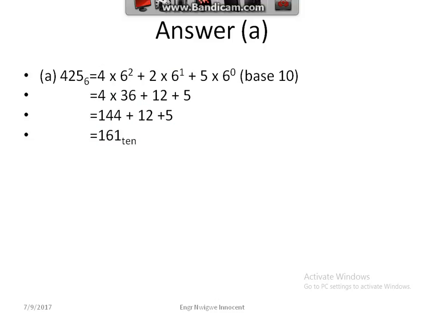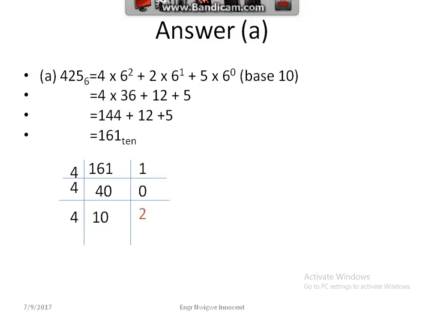Then from base 10 we can convert it to base 4 by dividing by 4. If you divide 161 by 4, it will give us 40 and remain 1. We divide 40 by 4, which is 10, and there is no remainder. We write 0. We divide 10 by 4, which becomes 2, with 2 remaining. Therefore, 161 base 10 is equal to 2201 base 4.